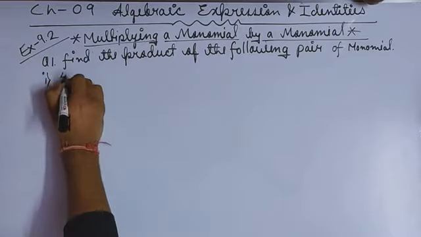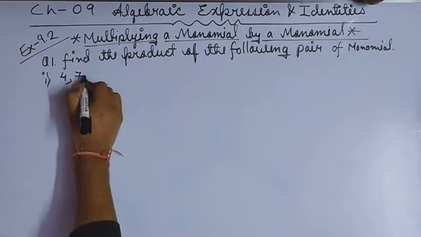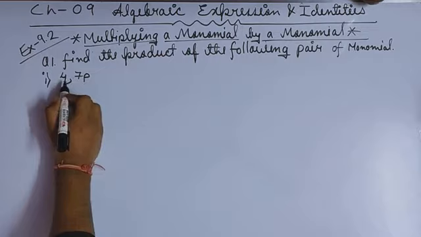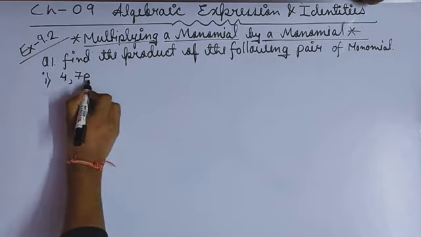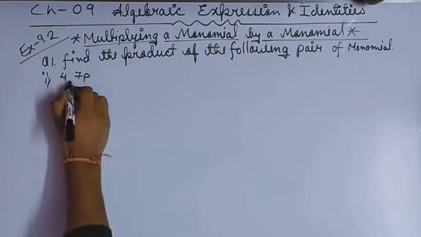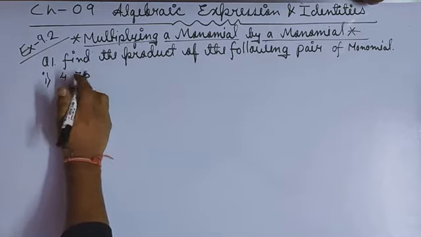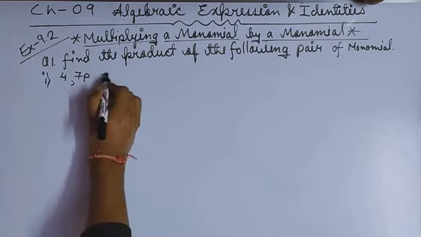4 is also a monomial algebraic expression, and there is another algebraic expression, that is 7p. Here the term is only 1, so this 4 is your monomial. Here also the term is only 1 and the expression is your monomial. So what we will do, first of all, if there is only a number in one expression and in the other expression there is a number with a variable, the first approach will be to multiply a number by a number.